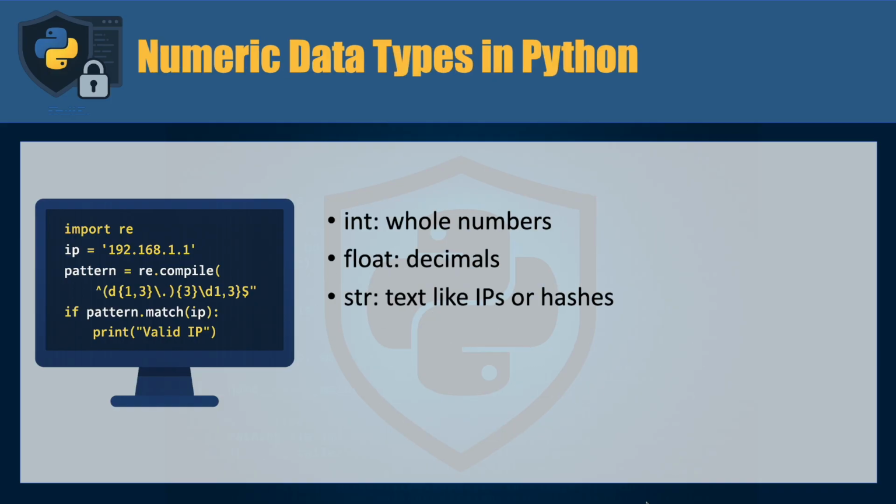When automating security tasks, you'll often switch between integers, floats, and strings. Integers are useful for counting failed login attempts. Floats can represent average attack times, and strings store things like IP addresses or file hashes.